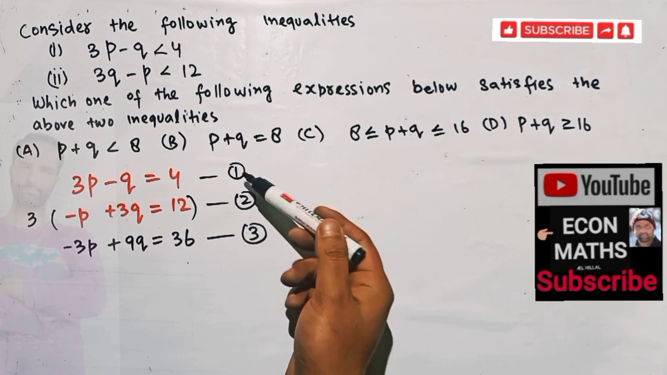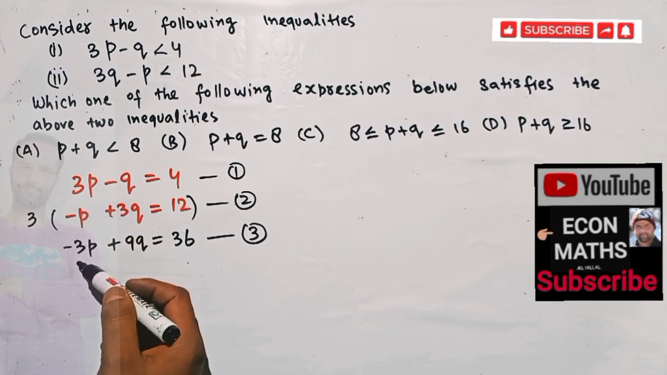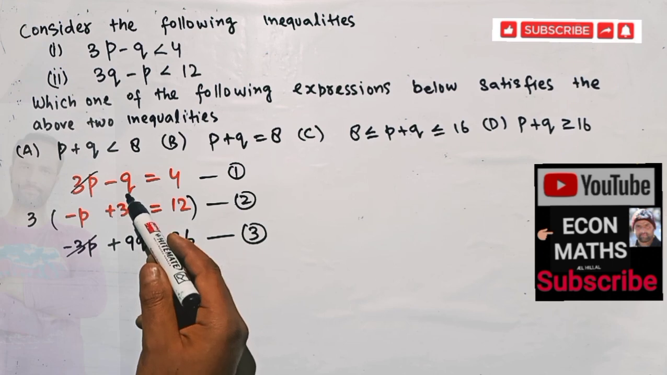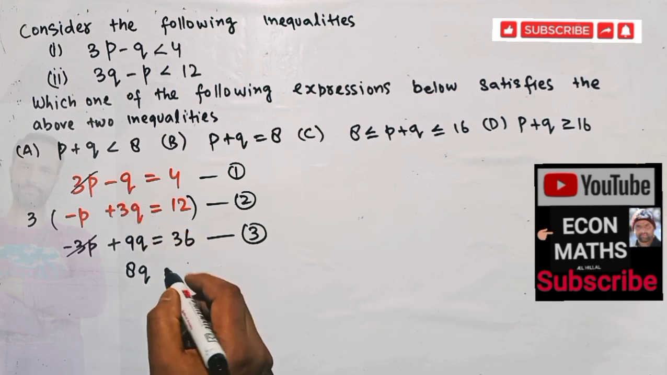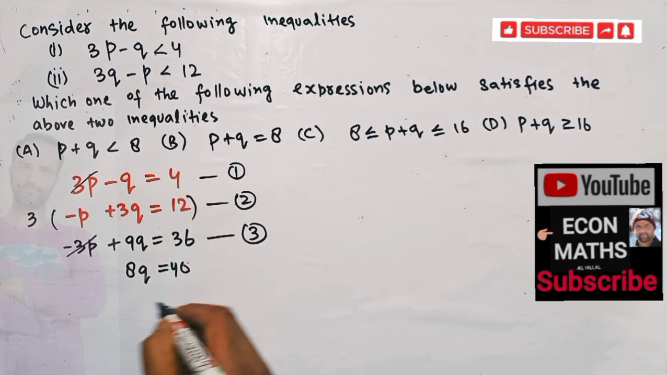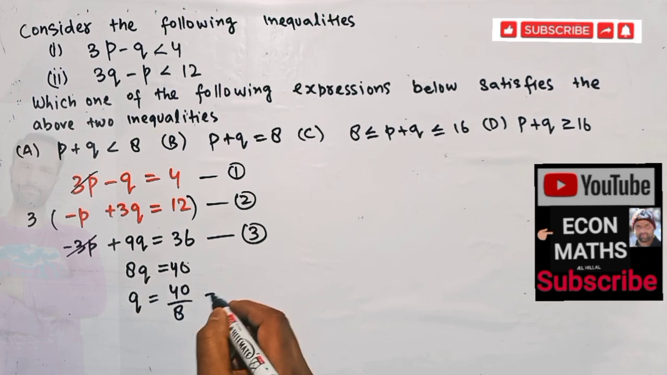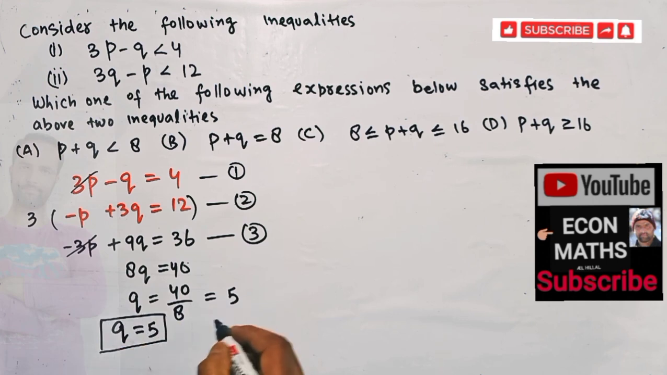Now what we need to do, we just need to add up equation first and third. So 3p minus 3p, these two will get cancelled. 9q minus q comes out to be 8q is equal to 36 plus 4 is 40. Which implies our q is equal to 40 upon 8, which comes out to be 5. That means our q came out to be 5, which means our q should be less than 5.